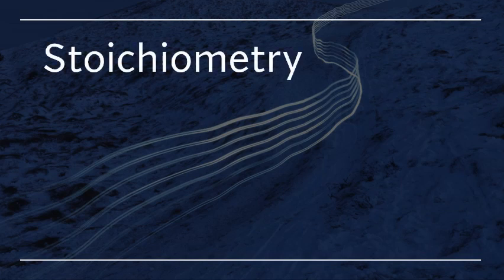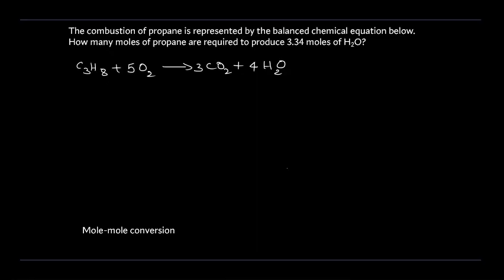In this video, we will discuss some stoichiometric conversions from balanced chemical equations. So the first conversion I'm going to talk about is mole to mole conversion. The first question here is: the combustion of propane is represented by the balanced chemical equation below. How many moles of propane are required to produce 3.34 moles of water?